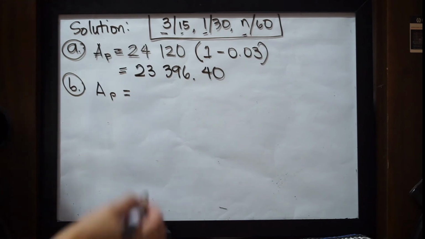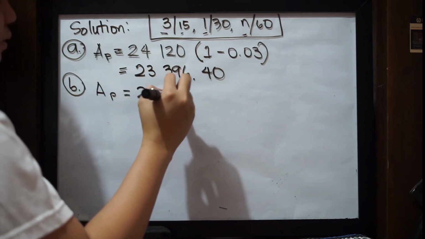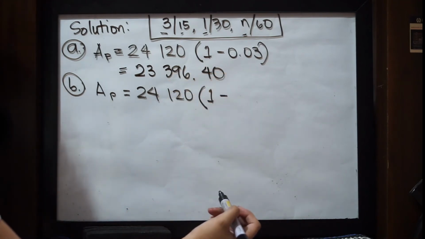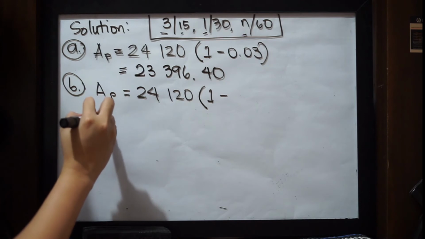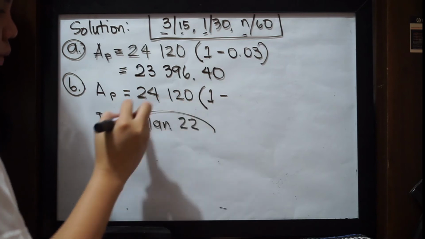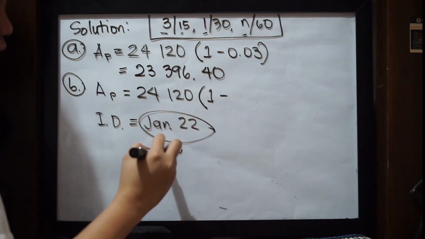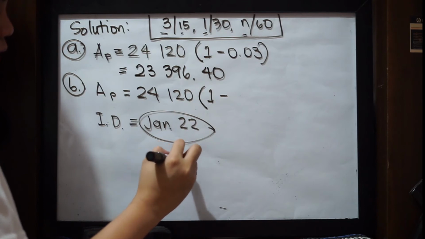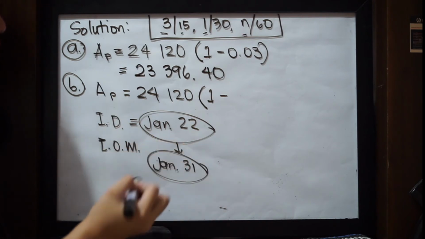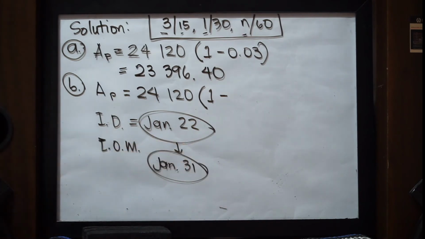Having the same net price na 24,120, 1 minus, hindi pa natin alam yung discount rate. So, we have to identify. So, again, going back, ang invoice date natin will still be January 22. That will be shifted to January 31. Kasi nga, EOM tayo. So, next, kailan niya babayaran? Babayaran niya daw ng February 20.